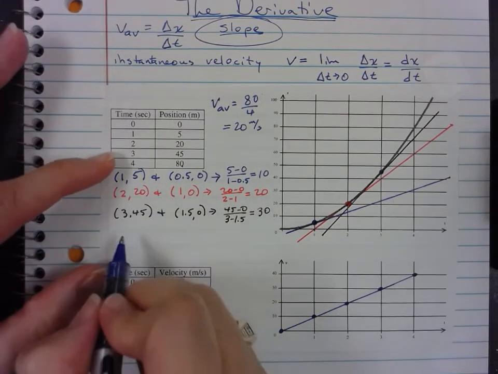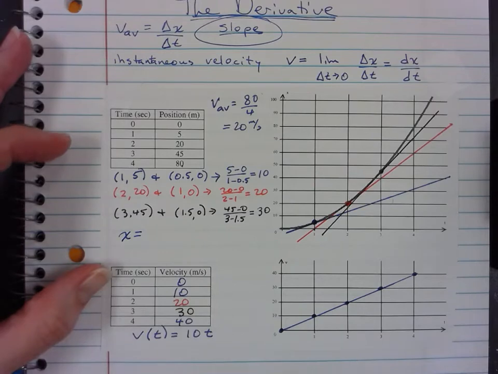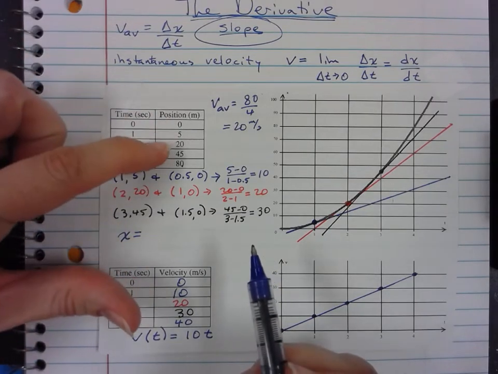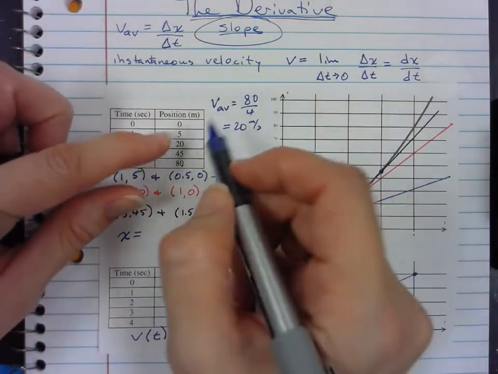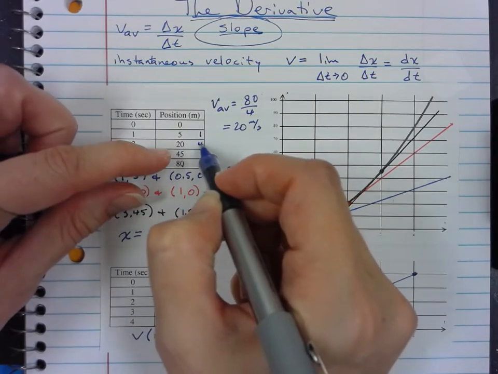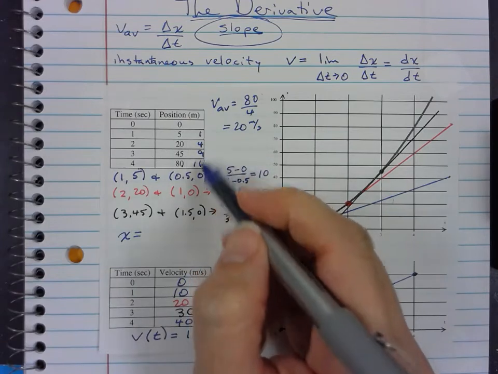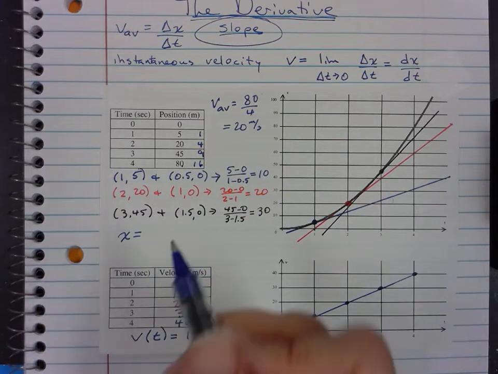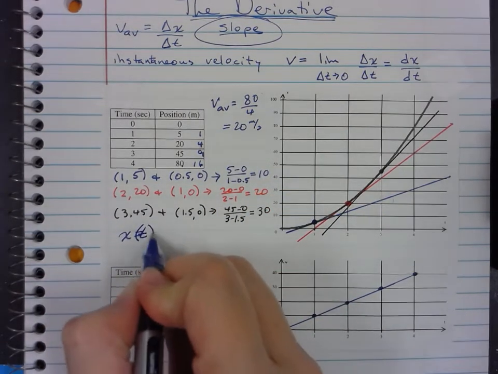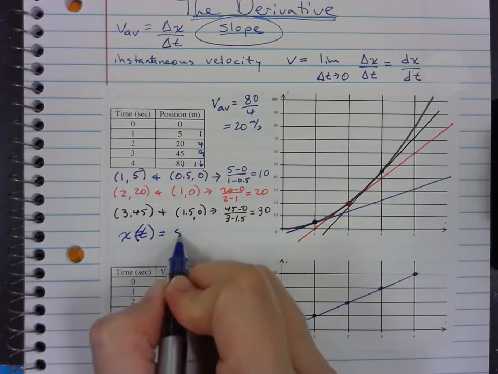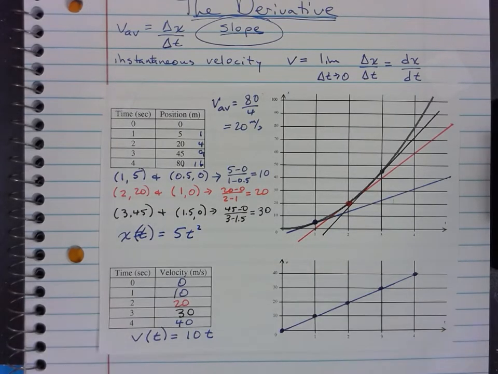The position function is a little harder. But if you look at these numbers, if you take 5 out, factor 5, divide by 5 is 1, divide by 5 is 4, divide by 5 is 9, divide by 5 is 16. And you should recognize these as the squares. So the x of t function, I forgot to write my function notation, is 5 times t squared.